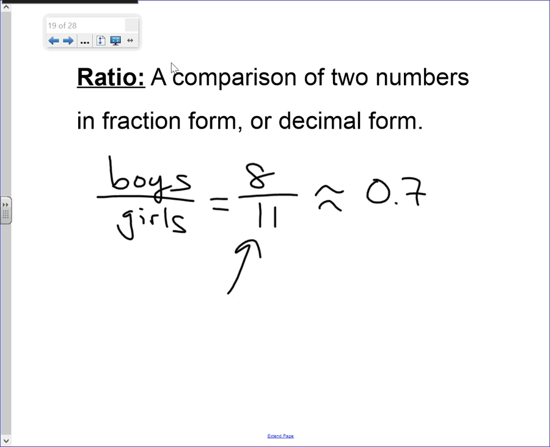This is kind of clear. For every 8 guys in here, there's 11 girls. But this is really not so clear. But it's still the same ratio, though, in decimal form. Who can explain that to me? 0.7. Extra stamp. For every 8 guys in this class, Munguia's second period Math 3 class 2019, there's 11 girls. How would I express this in the same way? 0.7.